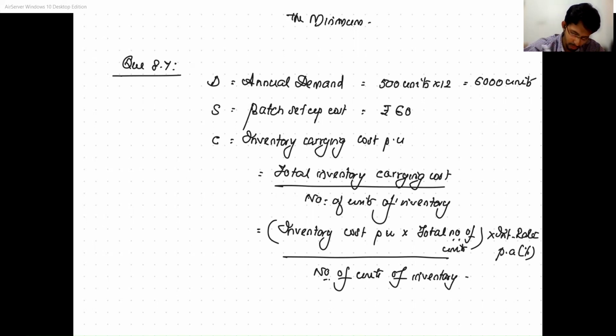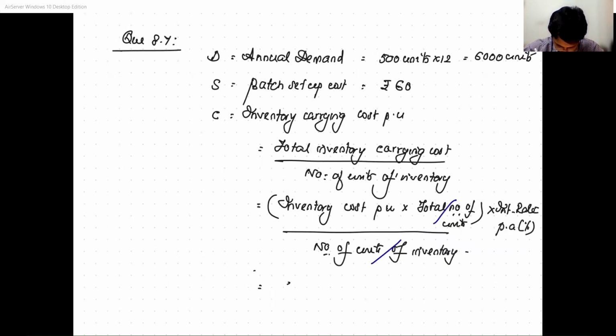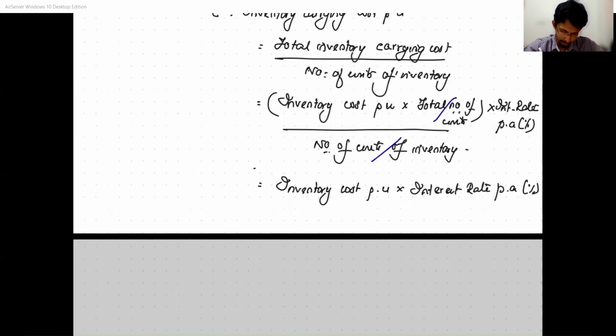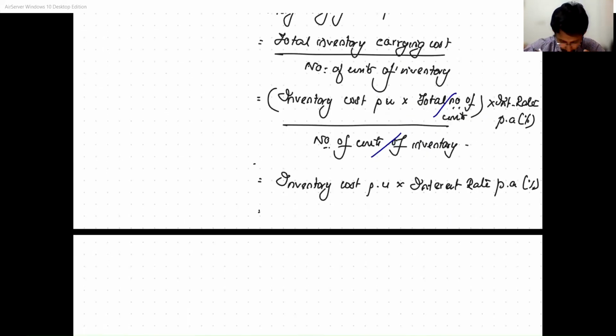Okay, now what happens to this and this, they get cancelled. So what is left is only inventory cost per unit. Inventory cost means the manufacturing cost or the purchase cost of your inventory into interest rate per annum in percentage. And that will give you, what is the inventory cost here? It is given to be rupees 20. Rupees 20 into what is the interest rate? Interest is 10%. That is rupees 2 per unit. Okay, rupees 2 per unit.